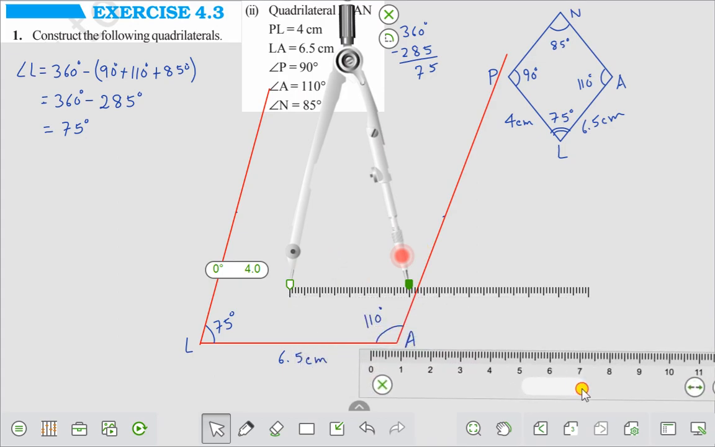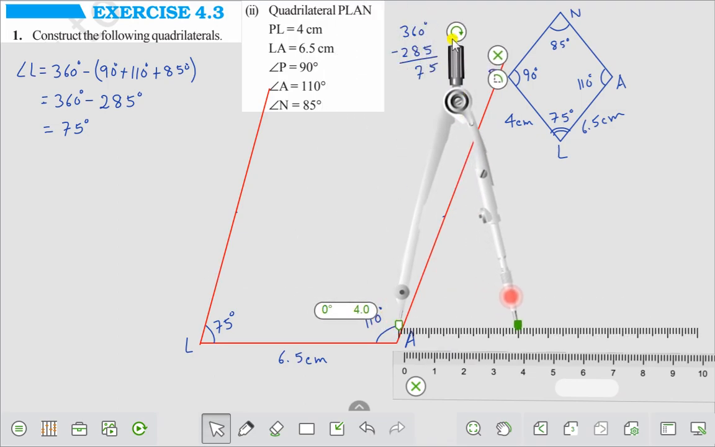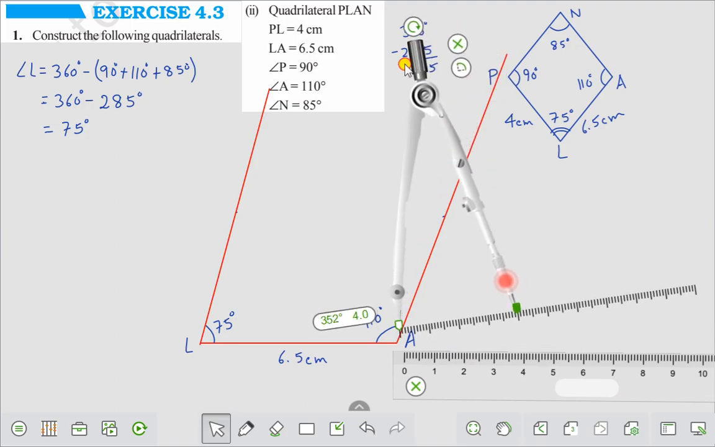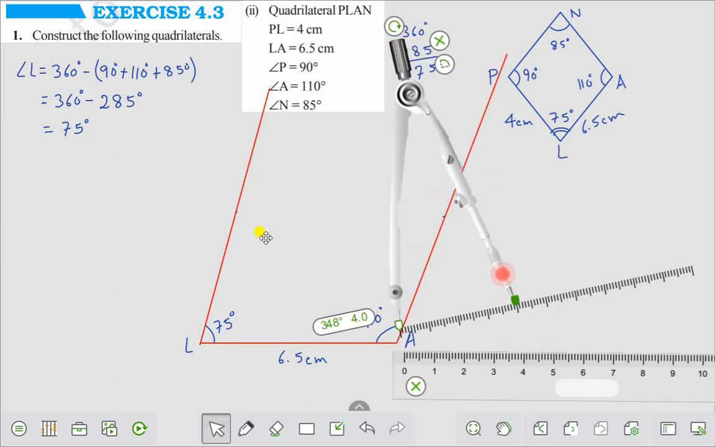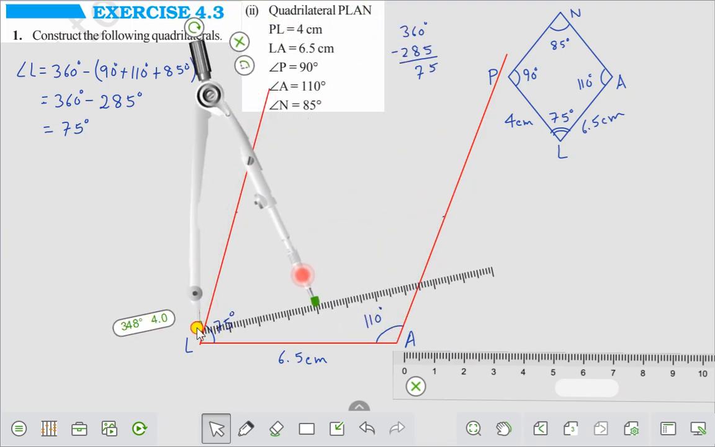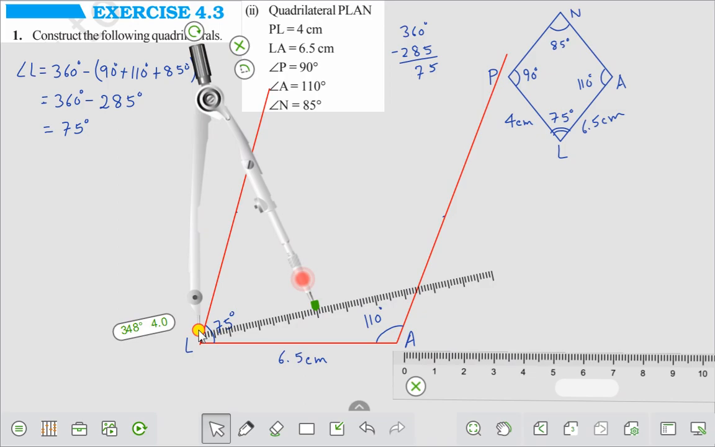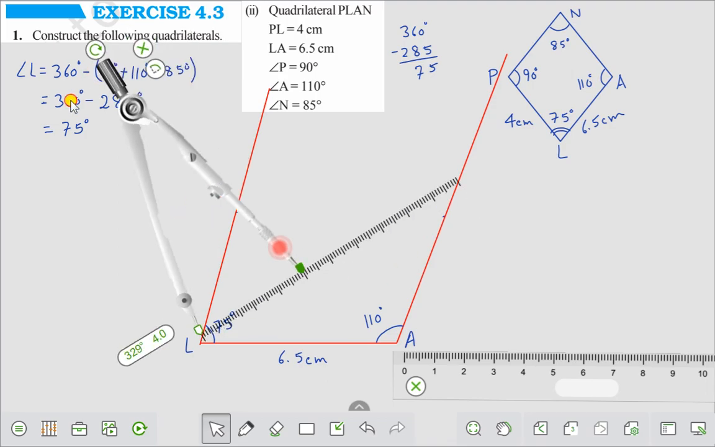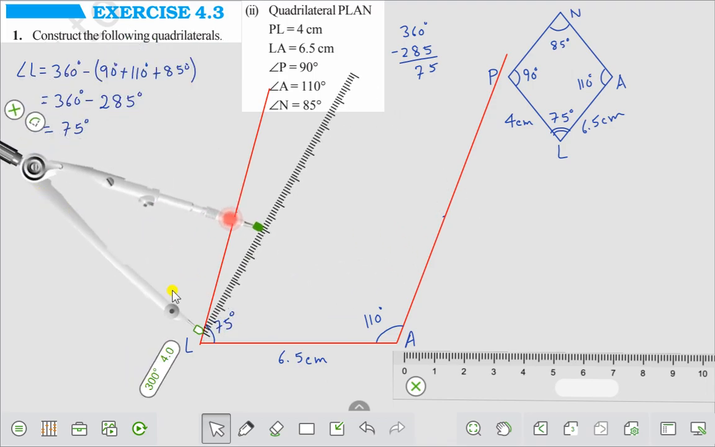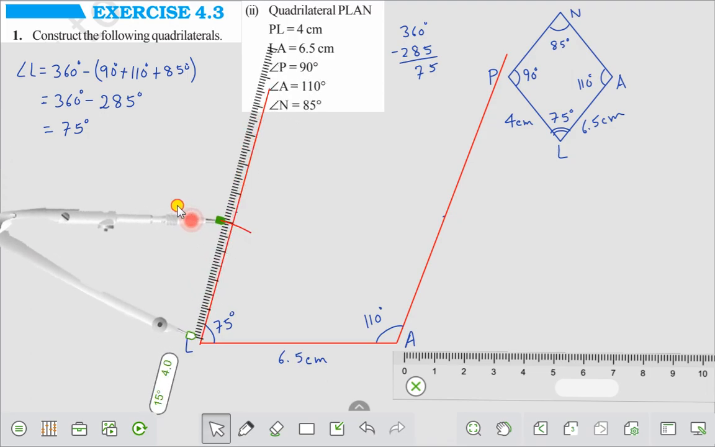Now, taking this pointer at point L, make an arc of 4 centimeter to find the point P. You see, this is the point L. Now make an arc of 4 centimeter here. Where you see, this point is L, and make an arc of 4 centimeter to find P.